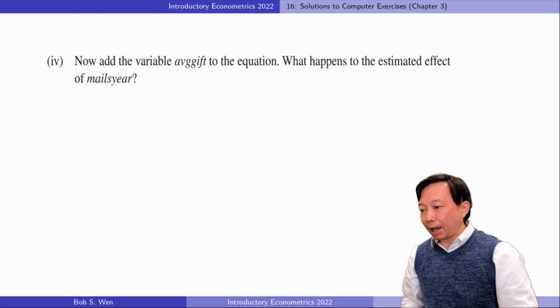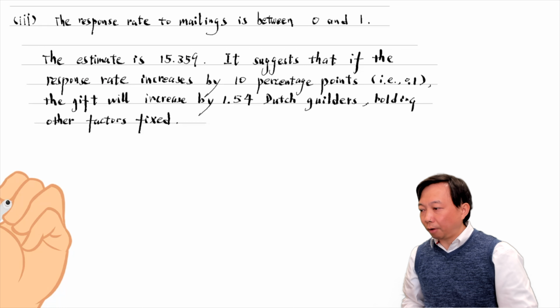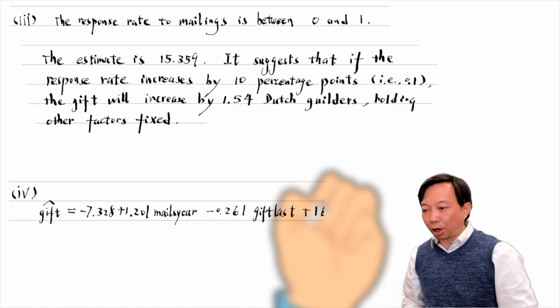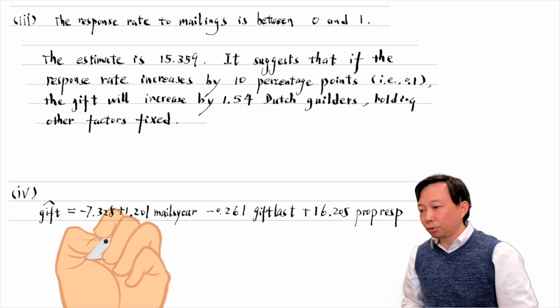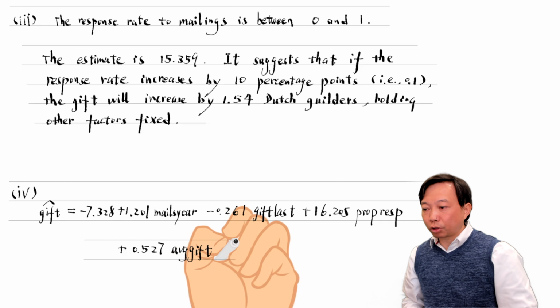After adding the average of past gifts to the model, we find that the estimated effect of the mailings per year drops. It is 1.201 Dutch guilders now.